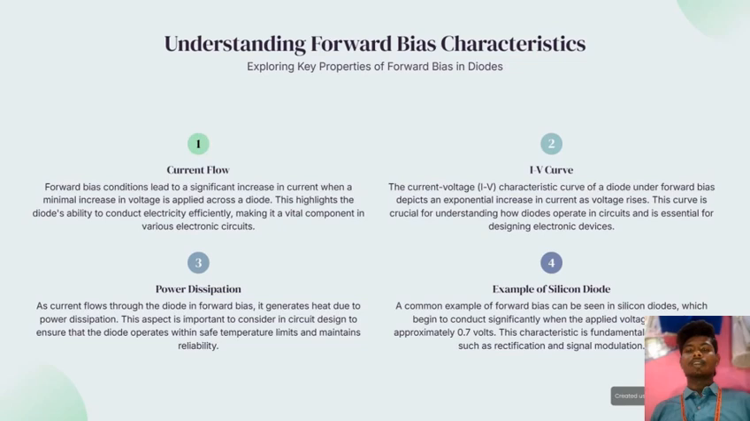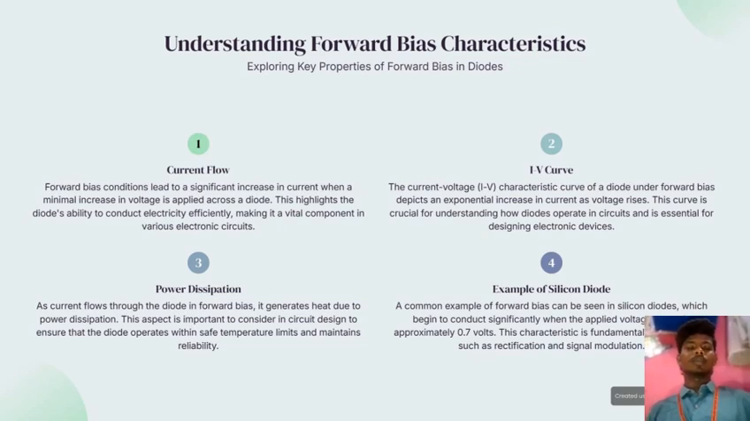Number 2. IV curve. The current voltage (I-V) characteristic curve of a diode under forward bias depicts an exponential increase in current as voltage rises. This curve is crucial for understanding how diodes operate in circuits and is essential for designing electronic devices.